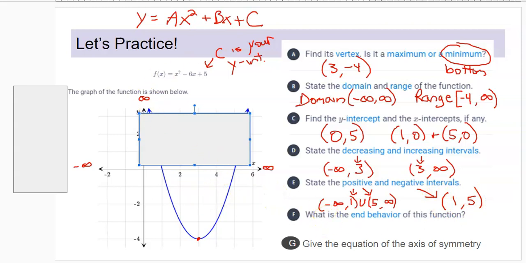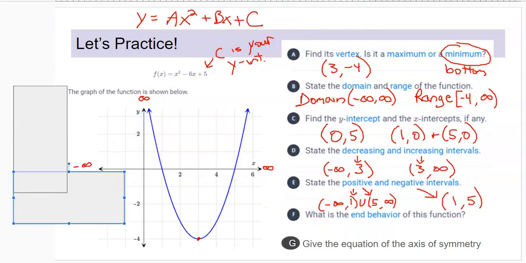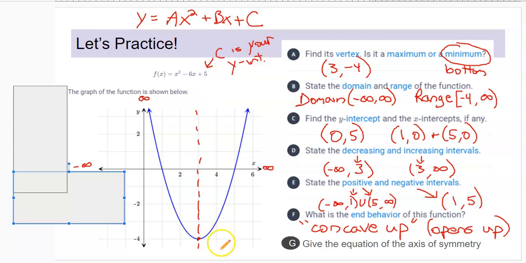The end behavior of this graph is that it is concave up. That means that it is opening up. Concave up is a term that you'll see a lot in testing, but it just means that it opens up instead of opening down. The axis of symmetry is the vertical line that passes through the vertex. Every point on this line has an x value of 3. Check it. The equation for this is x equals 3.